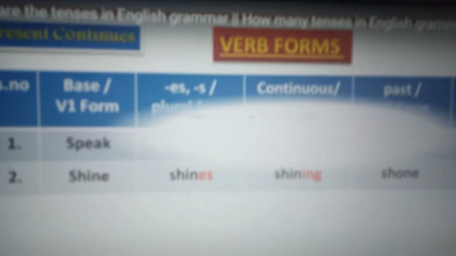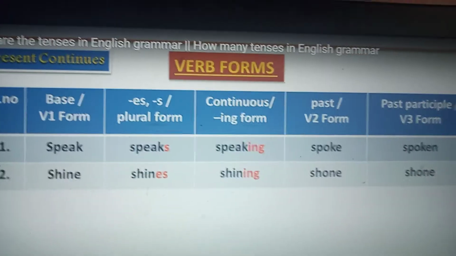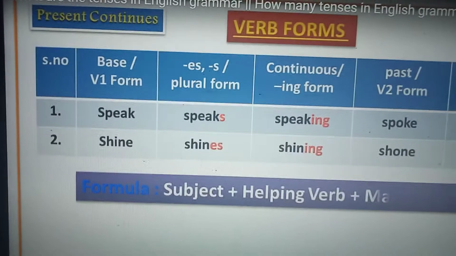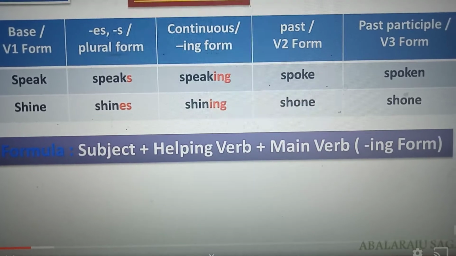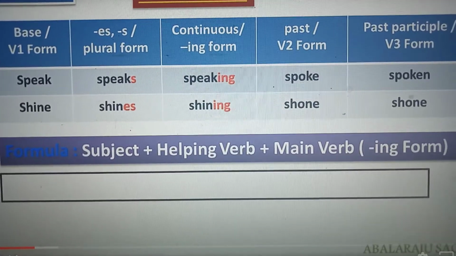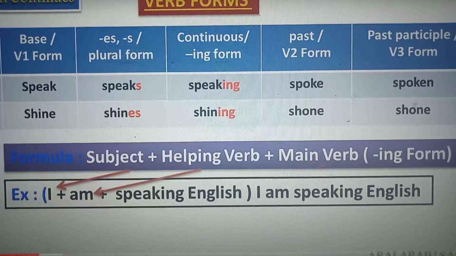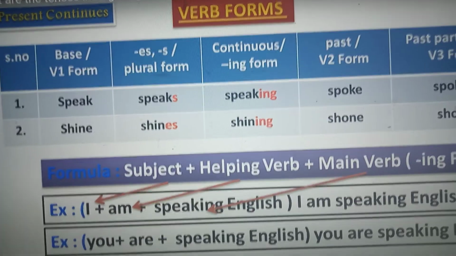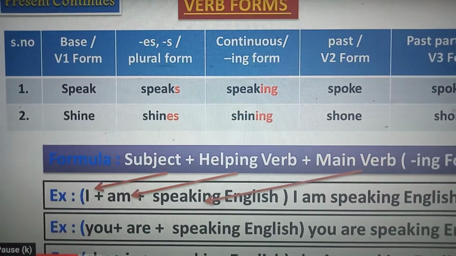Subject plus helping verb plus main verb, that is ING form. Speak, speak, speaking. Spoke, spoken. That is the form of the verbs. Here the continuous form is speaking, shining. Subject plus helping verb plus main verb in ING form. That is the formula. I am speaking English. Is it clear now? Present continuous means ING form. In present continuous, I am. Am is coming there as the helping verb.